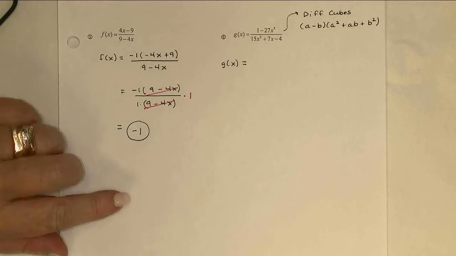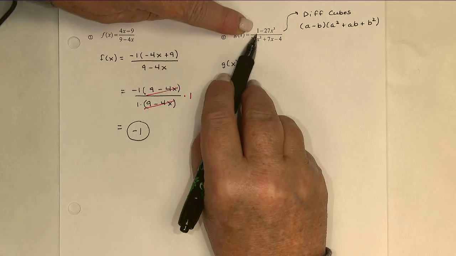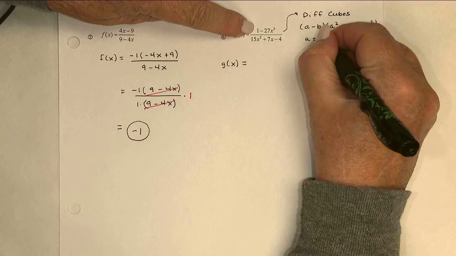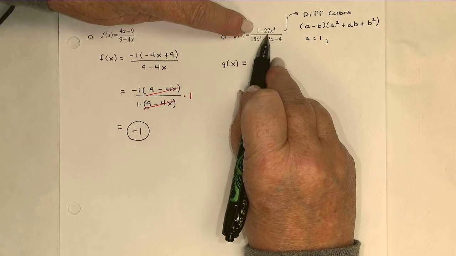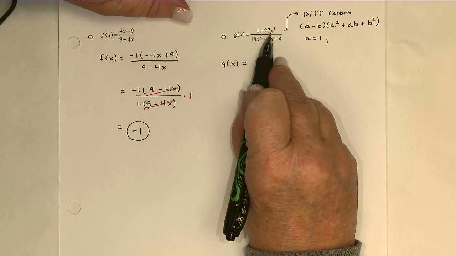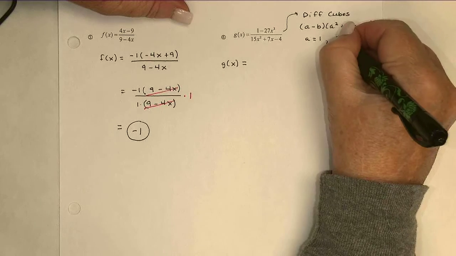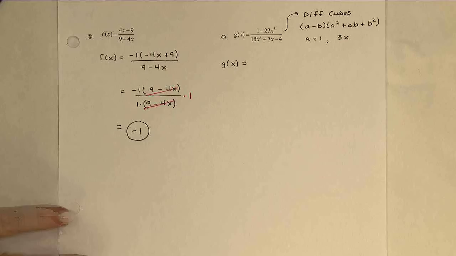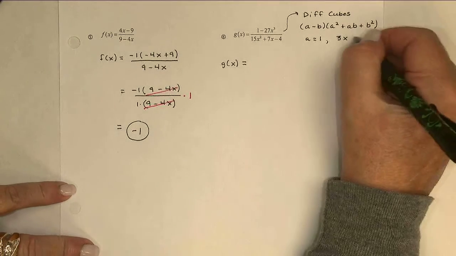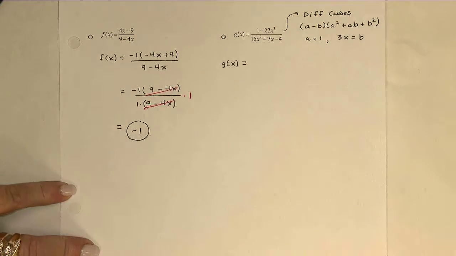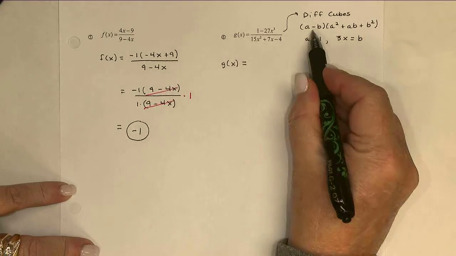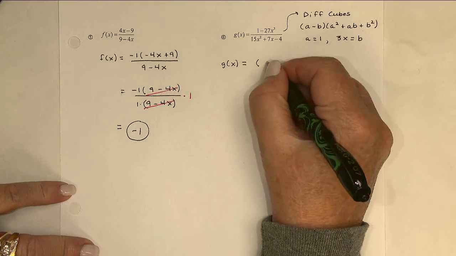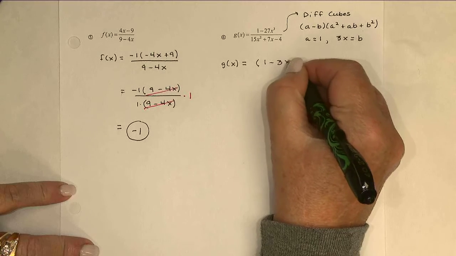And in this particular case, A is just 1. Cube root of 1 is still 1. And the B, the cube root of 27x to the third is 3x. So let's go ahead and put those values into our difference of cubes formula. A minus B is 1 minus 3x.